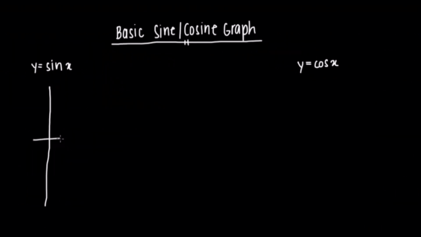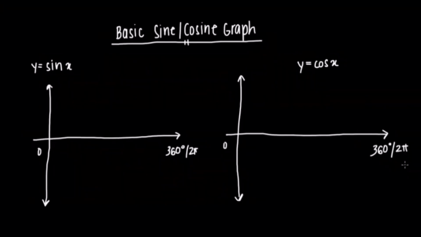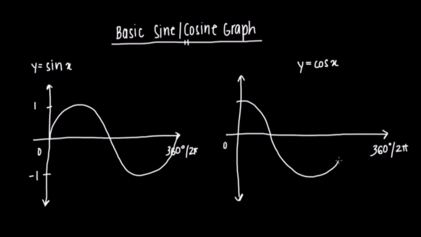So first let me just draw the axis. So this would be 360 degrees or 2 pi if you want to write it in radian mode. So your sine graph would look like that, and sine graph always starts from the center, whereas your cosine graph would start from the amplitude.